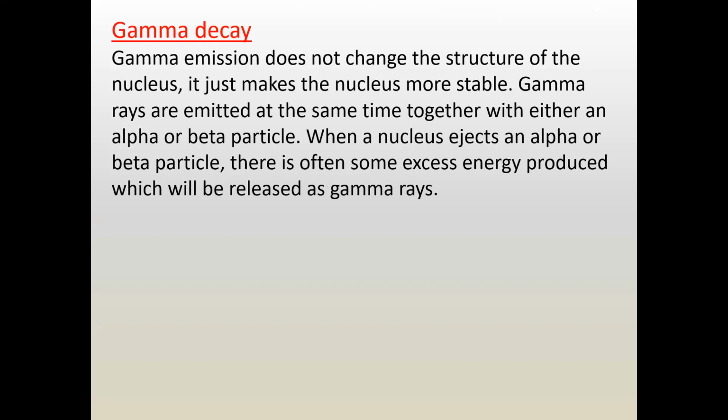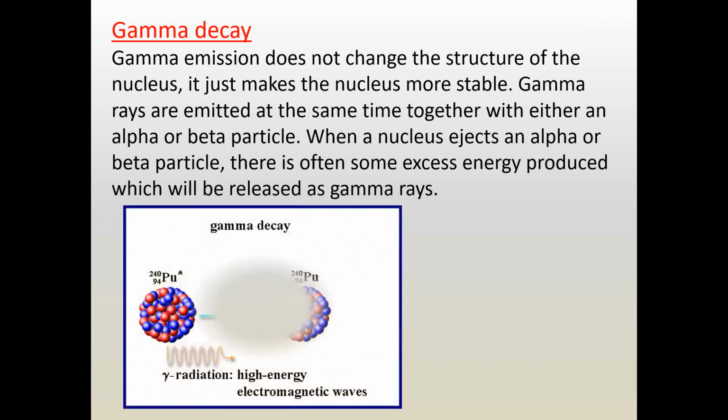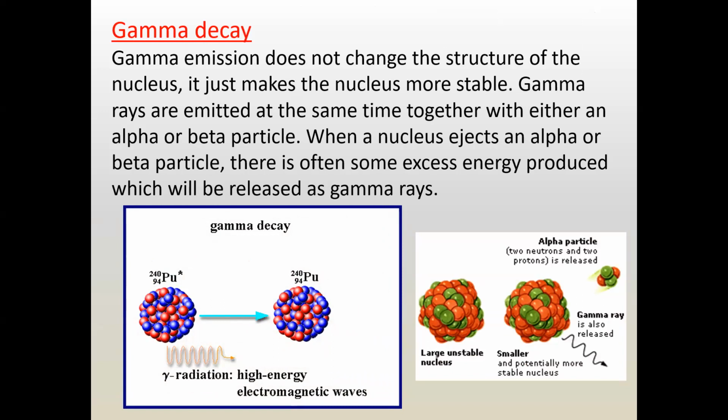Then the last one is the gamma decay. Basically, gamma is an emission. In gamma, the nucleus is just emitting radiation. There is no change in atomic number, no change in atomic mass. So if it is 240, it will remain 240. If it is 94, it will remain 94. It only releases energy. So gamma is the emission of electromagnetic radiation from the nucleus.